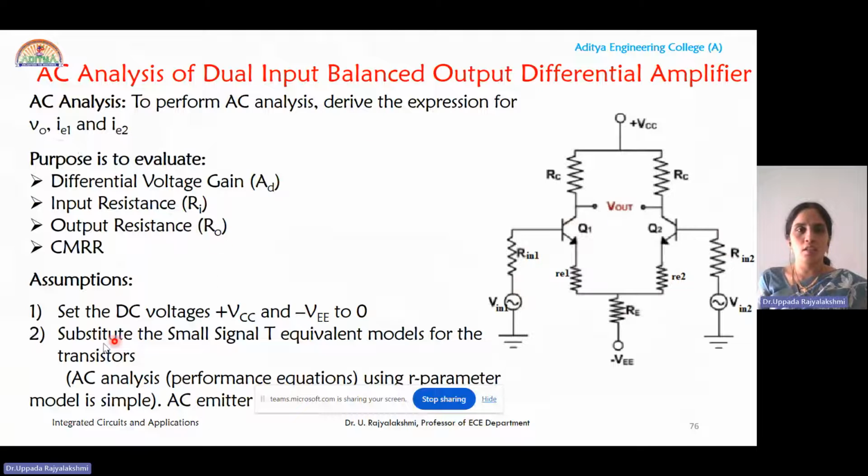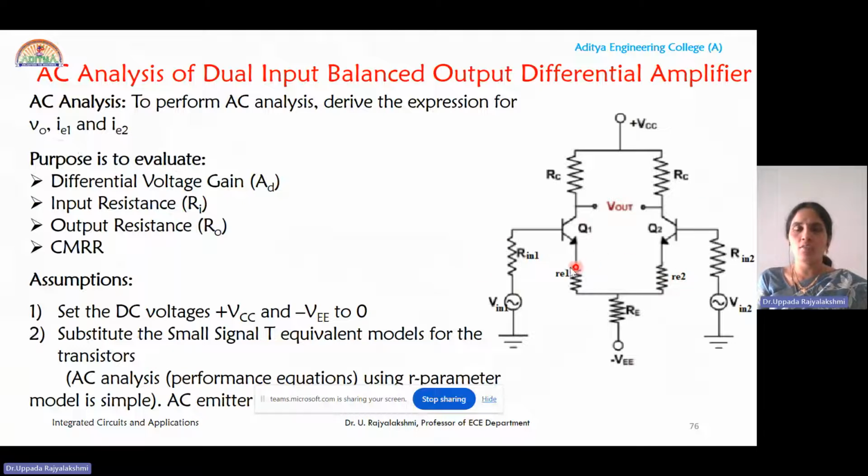So coming to the assumptions, because we are evaluating the AC analysis, we are going to take the DC voltages to zero potential. So both the DC voltages plus VCC and minus VE are set at zero potential. That is the first assumption. And the second assumption is to replace the transistor model with some hybrid model or r parameter model for AC analysis. But here the h parameter model is somewhat complicated. So we are moving to the r parameter model for AC analysis.